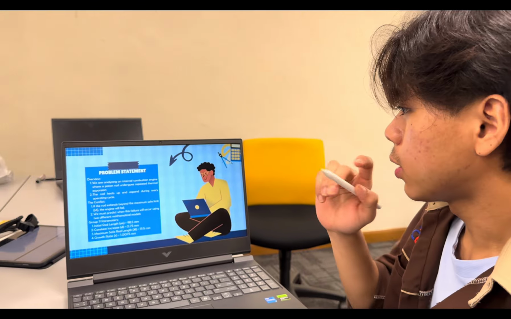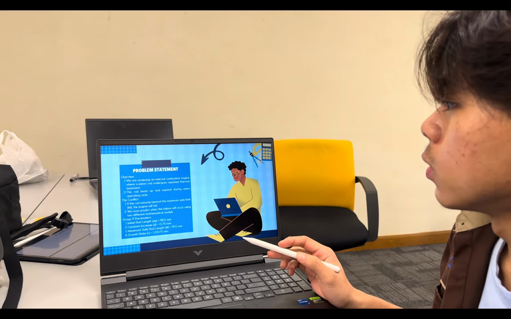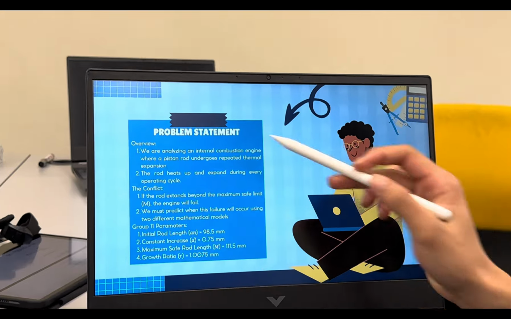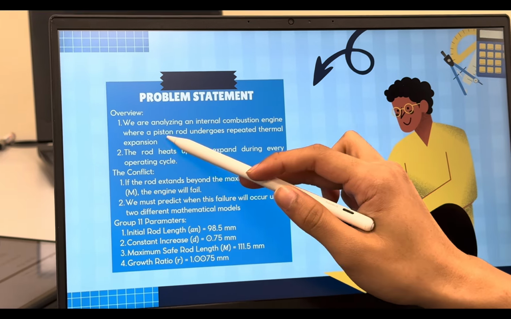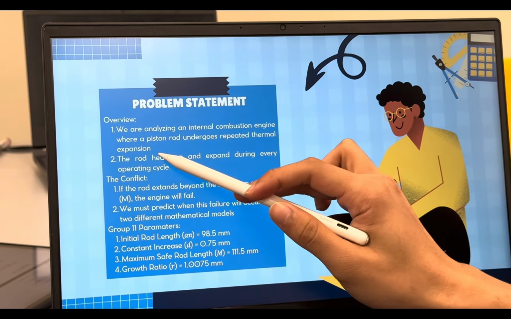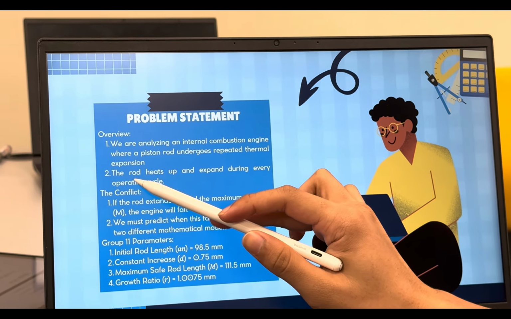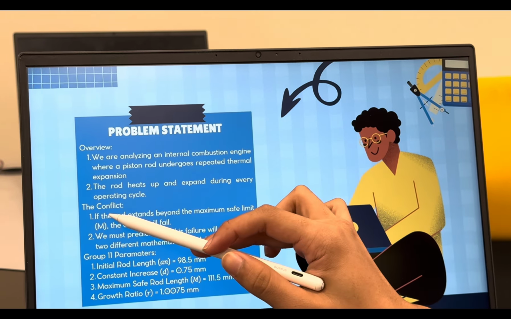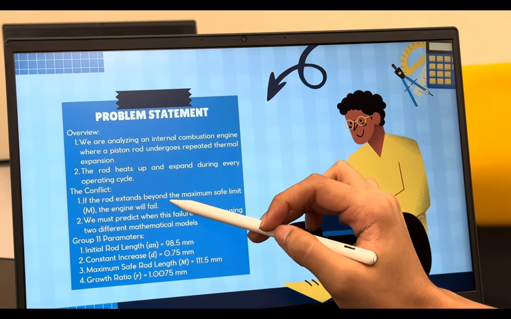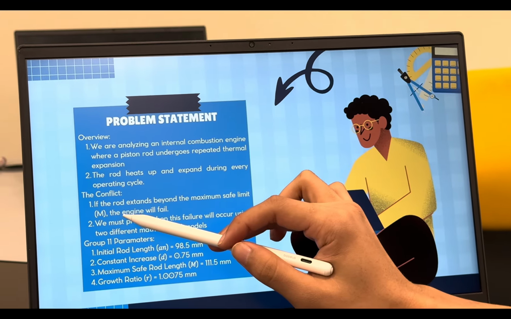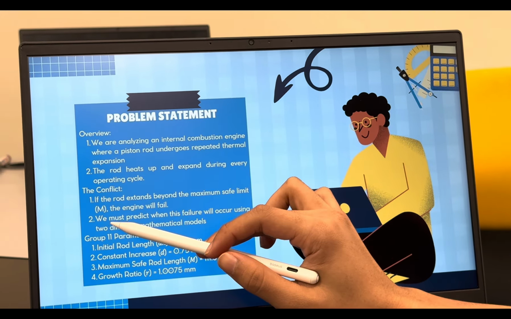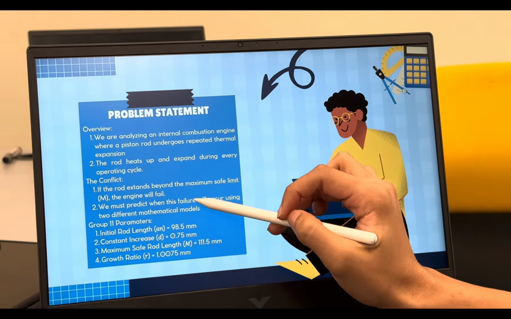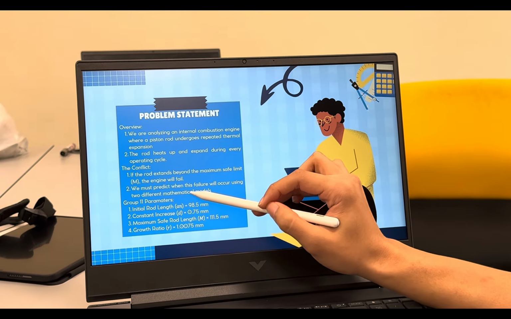So the problem statement, as you can see, is the overview. Number 1, we are analyzing an internal combustion engine where a piston rod undergoes repeated thermal expansion. The second one is the rod heats up and expands during every operating cycle. The conflict: if the rod extends beyond the maximum safe limit, which is M, the engine will fail. So we must predict when this failure will occur using two different mathematical models.